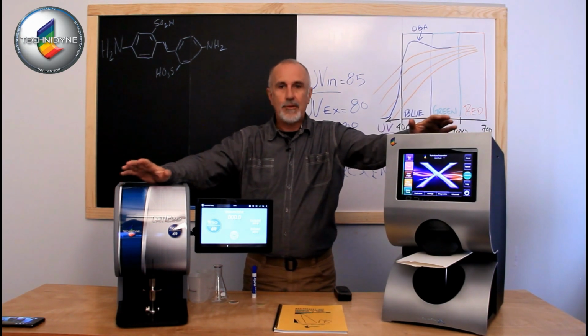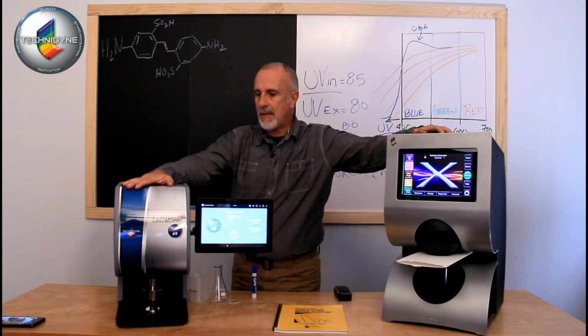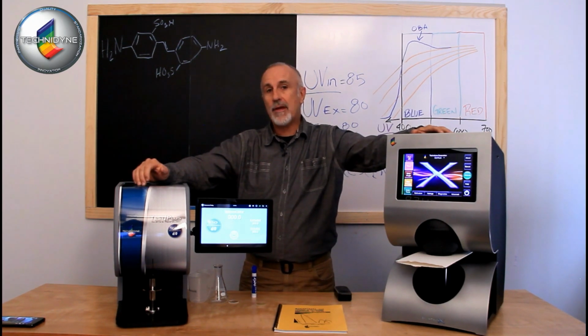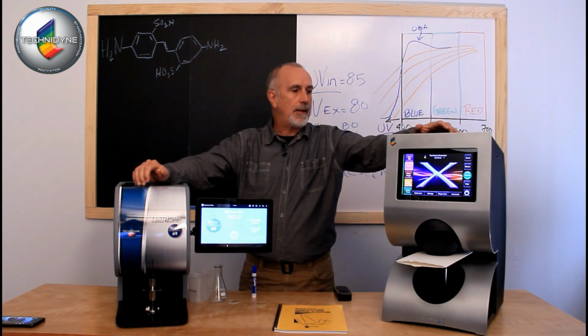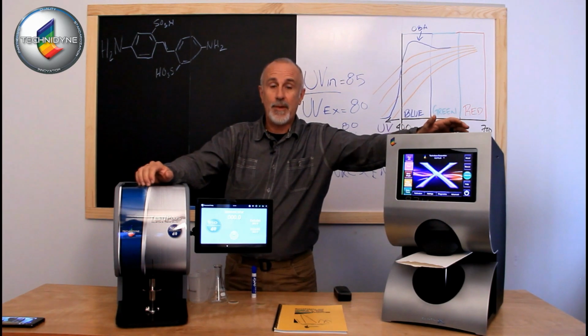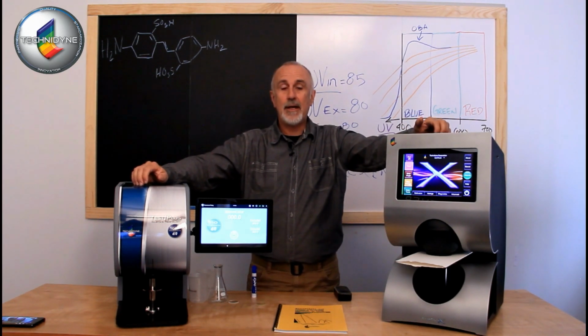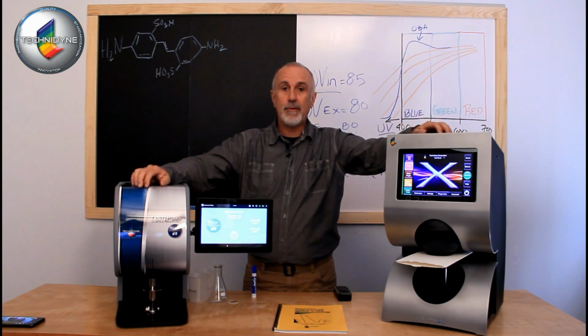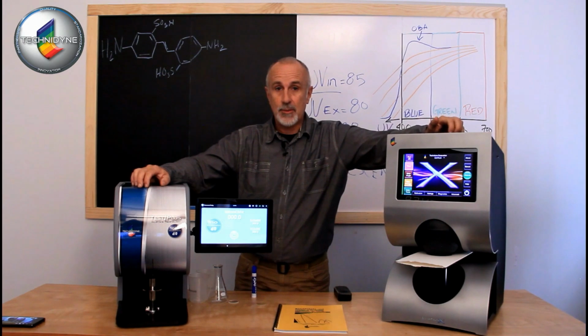Okay, so I've got two different instruments here. This is our Test Plus ISO brightness instrument, so it does ISO brightness and fluorescence. This is our Color Touch X instrument, and this one is a more advanced instrument. It's a spectrophotometer. There are a lot of different measurements, but just like this one, it measures ISO brightness and it measures fluorescent component.